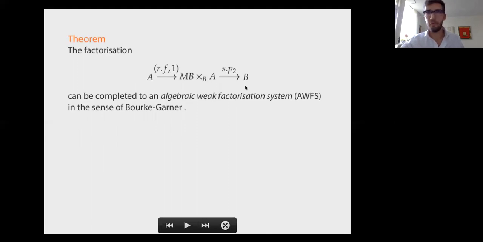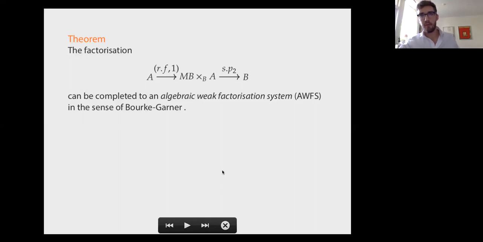So the first theorem of the first part of the paper is that we can produce a factorization of any arrow f in this category E that has Moore structure. It looks like this. This is essentially the same idea as in the paper by Garner and Vandenberg. But now we can say that this can be completed to an algebraic weak factorization system in the sense of Burke and Garner.